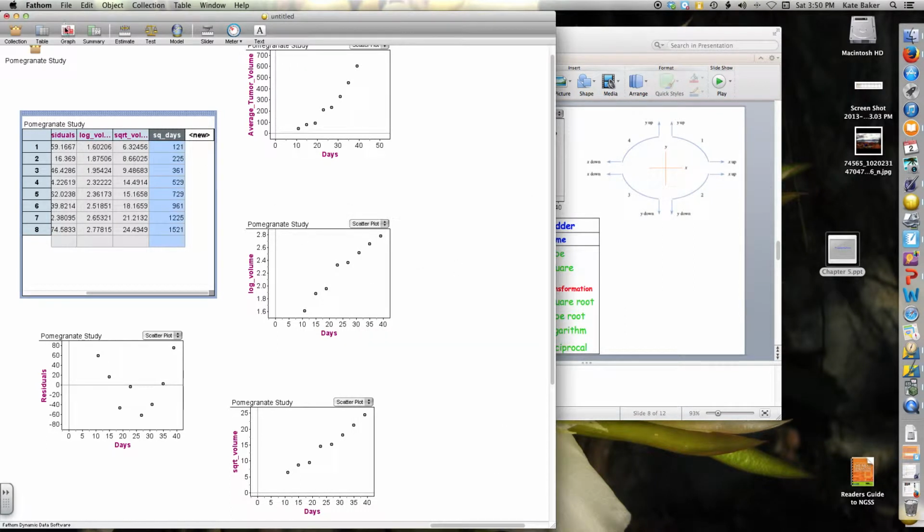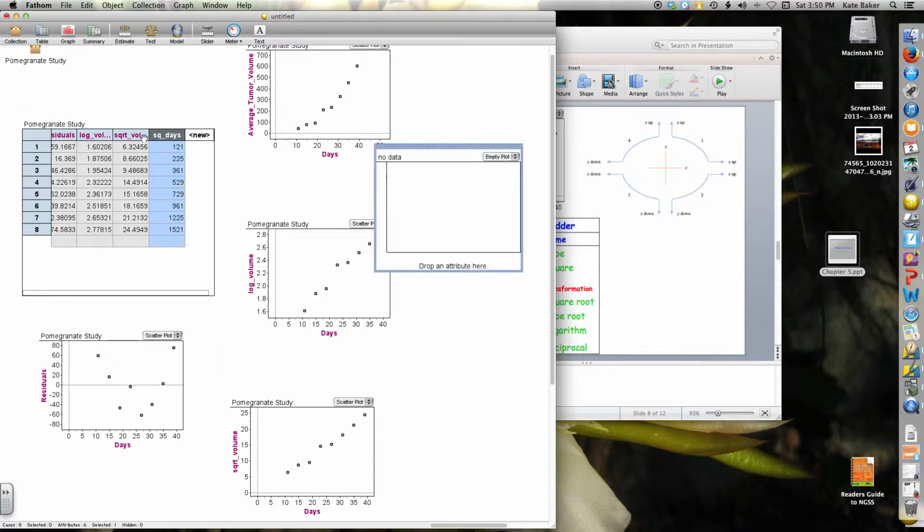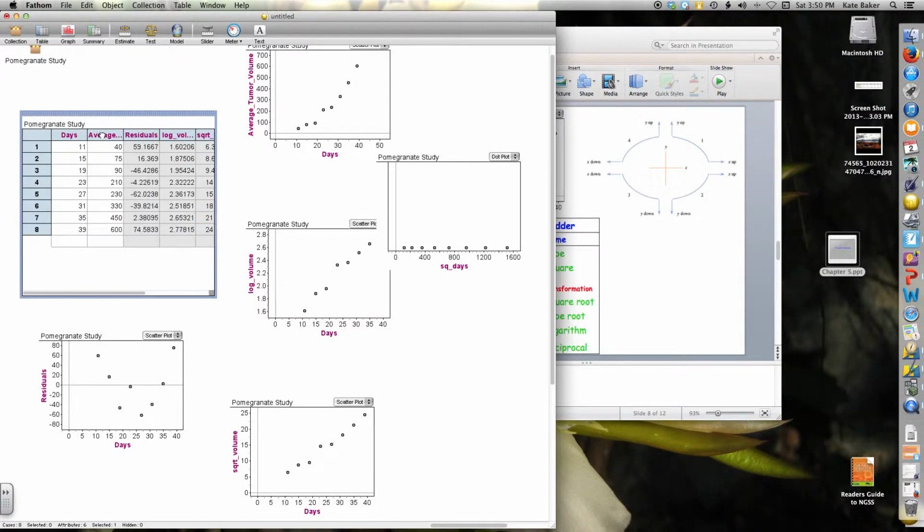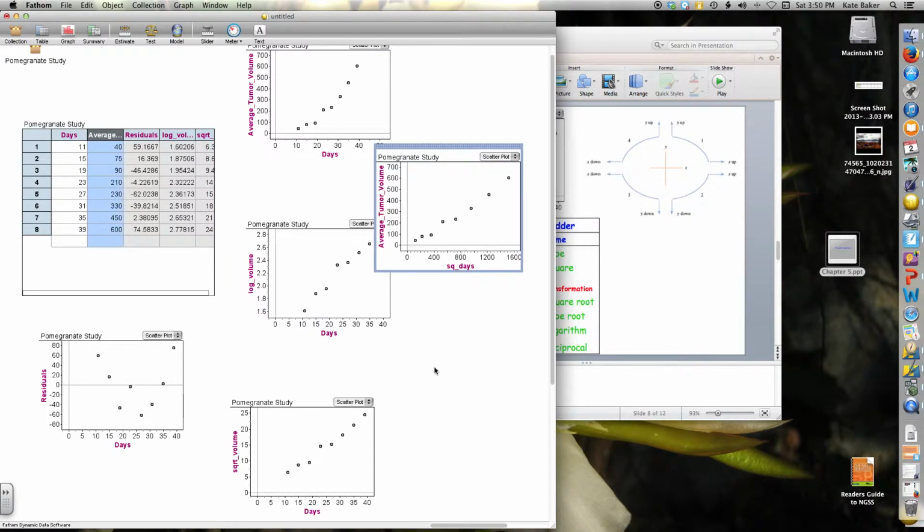And let's pull down another graph. We'll have the square of our days, and we'll put in average tumor size. And again, that's another one that looks pretty straight. I'm still seeing a little bumpiness, but it looks way more linear than that original. But let's take a look at the residuals.